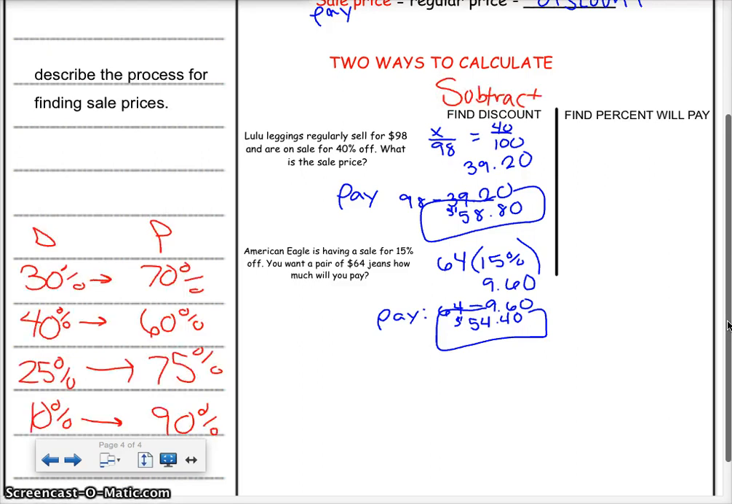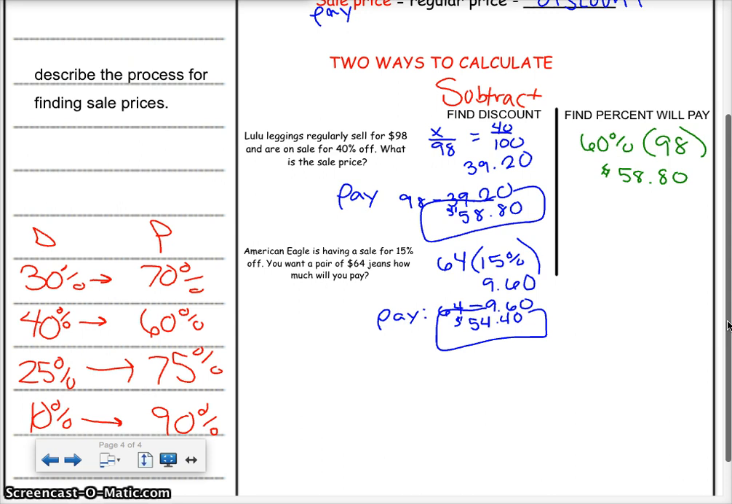Okay, the second strategy for finding the percent that you pay: you always take the difference from 100. So for my Lulus, if they get 40% off, I pay 60% of the Lulu. So what I pay is 60% of that $98. Go ahead and punch that in your calculator. You're going to get the $58.80 right away. Okay, you don't have to add or subtract because you already found what you pay.